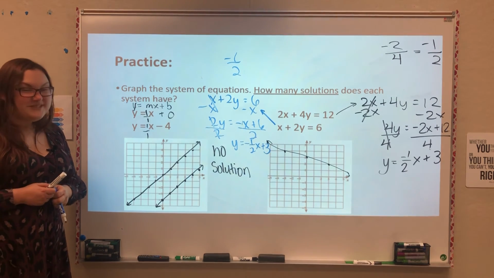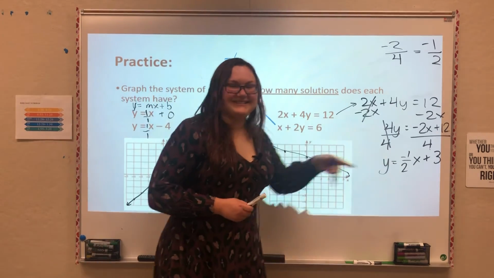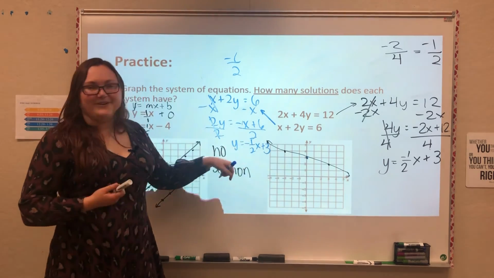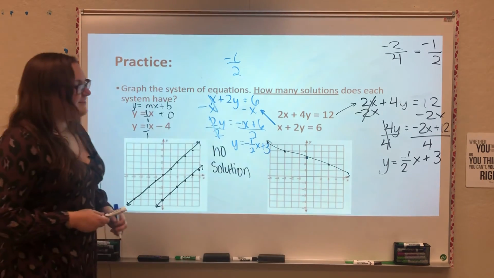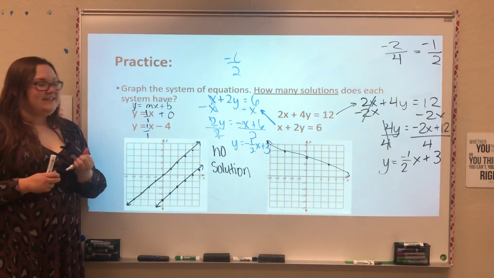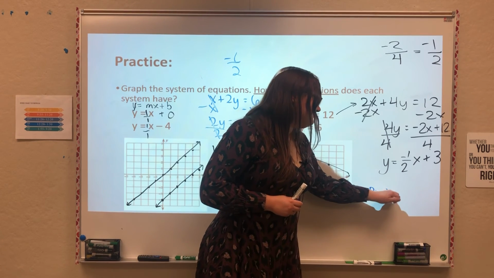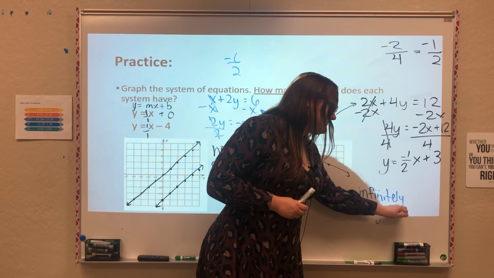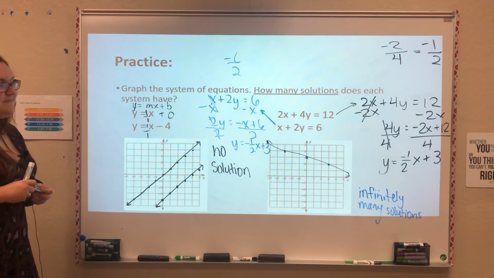At this point, you actually don't even need a graph to figure it out, because look, I got the same lines. If I go to graph this, I'm starting here at 3, and I'm going down 1 over 2. It's going to end up being the same spot. So I get the same line. Because the lines are the same, how many solution points? Here my answer would be there are infinitely many solutions. Infinitely many solutions, infinitely many solution points, something like that.